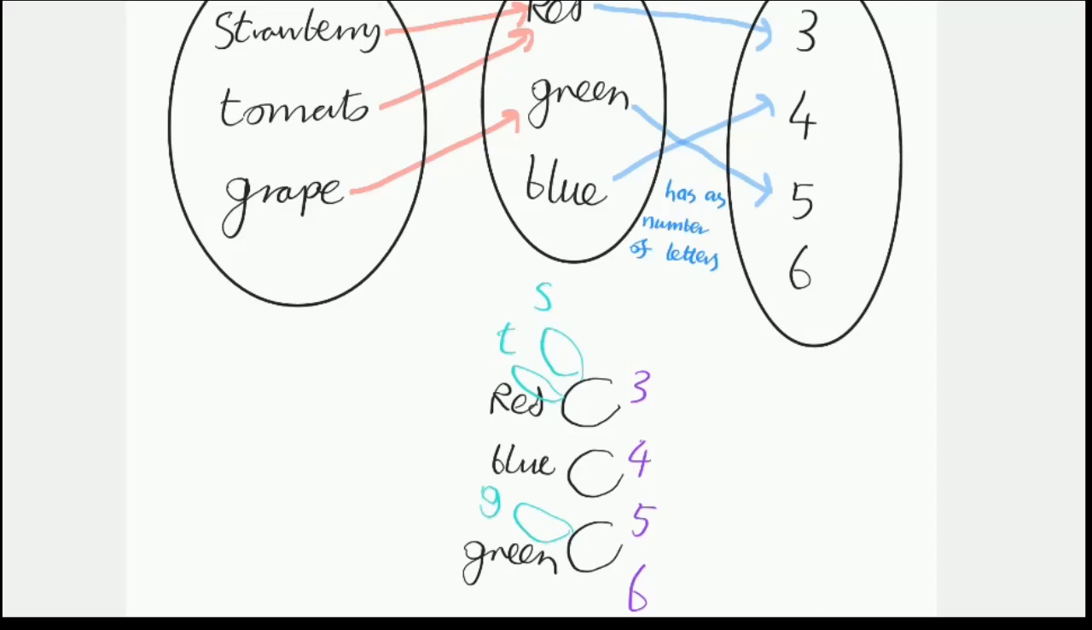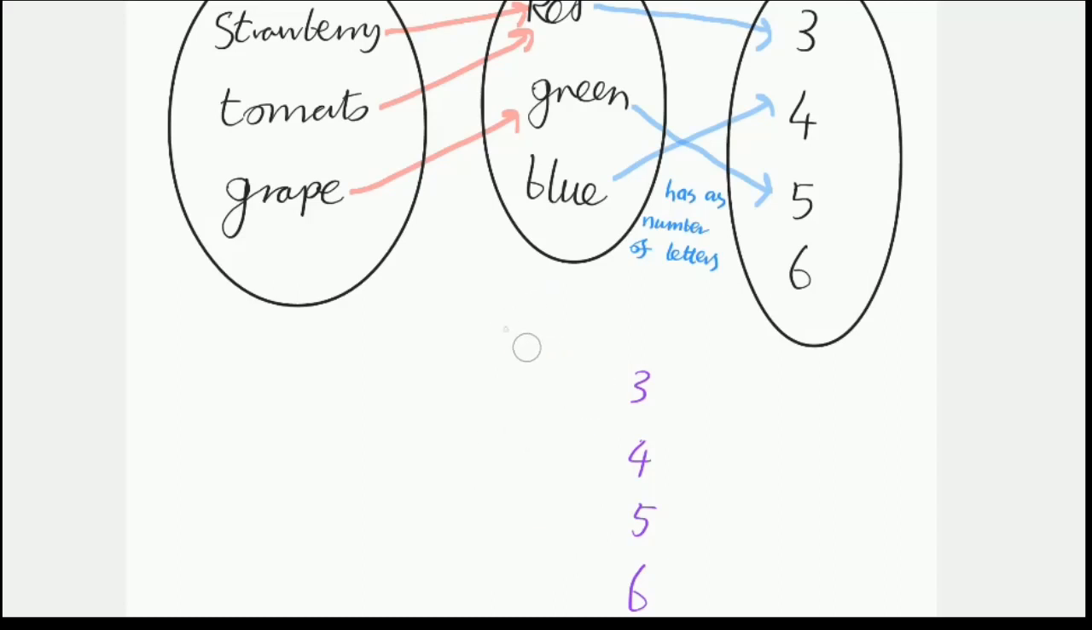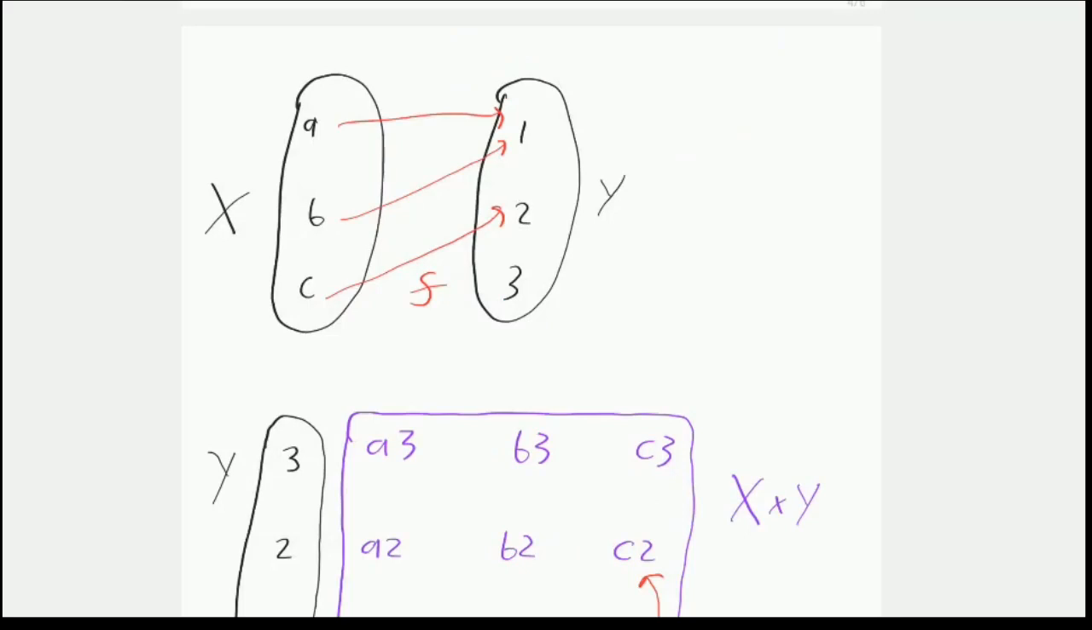And then if we just pull in these black petals, we can basically represent what's going on with the composition. And so strawberry and tomato in the composition get mapped to 3, while grape gets mapped to 5.